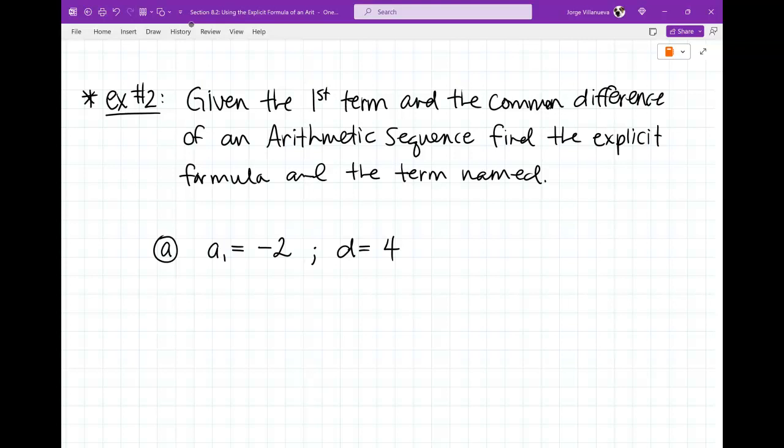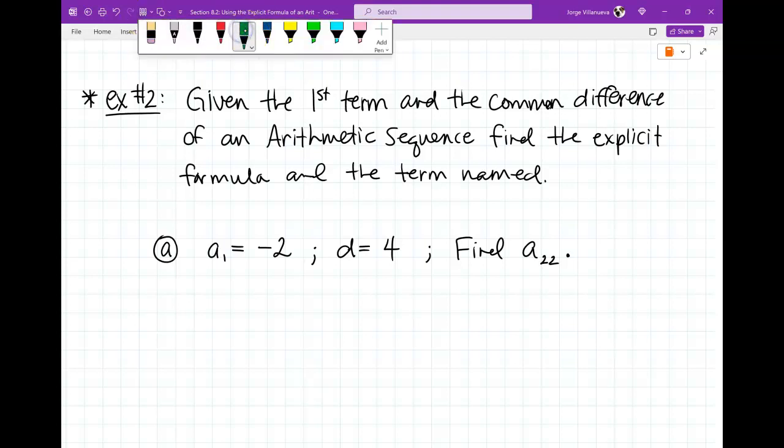So here it goes. They're going to say find a sub 22. So find the term named and the explicit formula. So I'm giving you the first term is -2, your d value, or you can call it your slope, right, is 4. Find the 22nd term. So let's find the formula first.